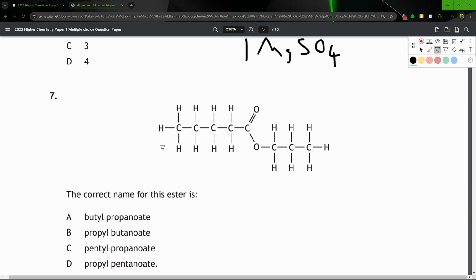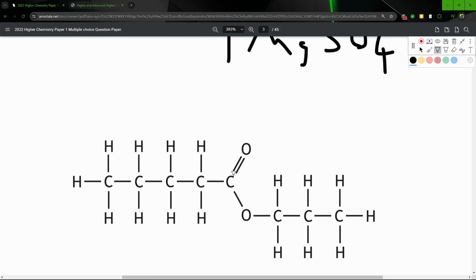The correct name for this ester is what? The way to name esters is we decide which side is the acid, and the side with the C=O, the double bonded oxygen, is the acid, and then the other one is the alcohol.